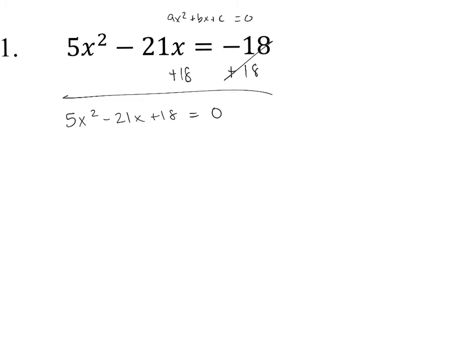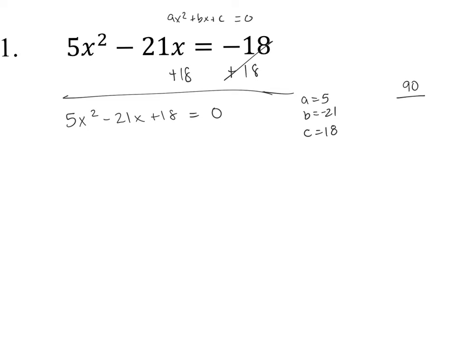So now I can list A, B, and C. So A equals 5, B equals -21, and C equals 18. Go ahead and multiply 5 times 18, which gives me 90. And now we're going to find the factors. So here we have a positive A times C, but a negative B. So all I need to list are the negative factors, okay?